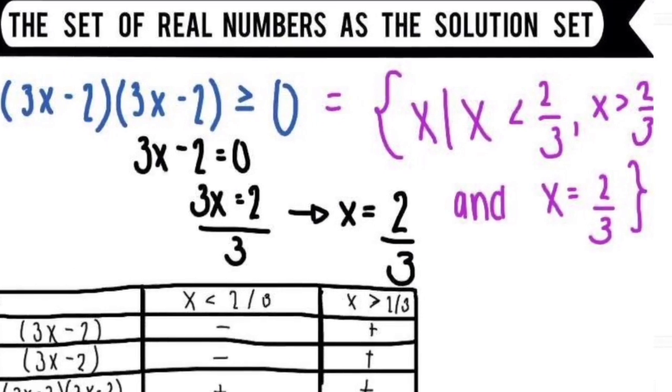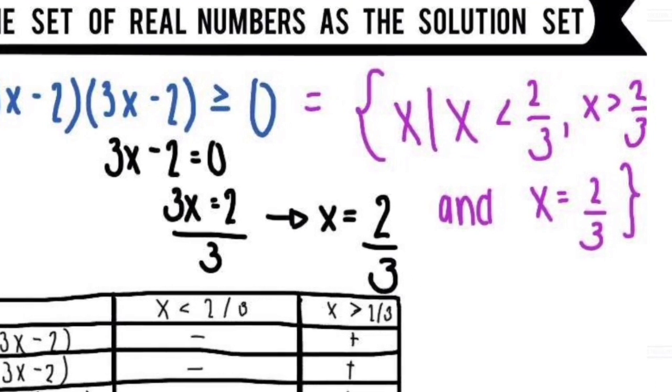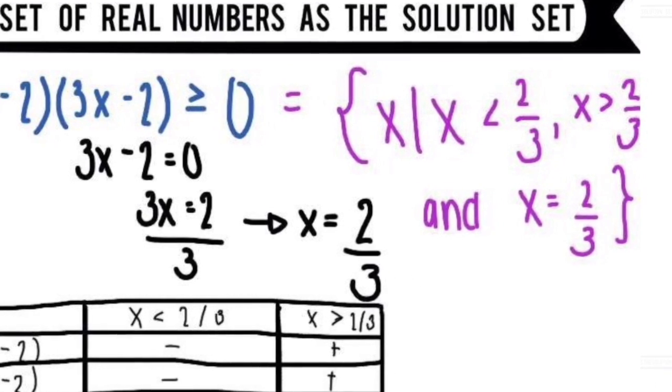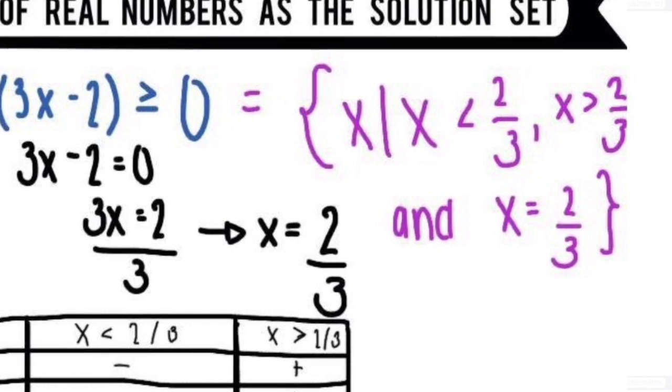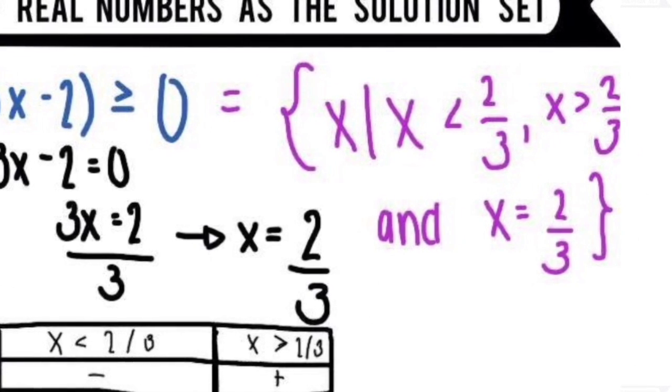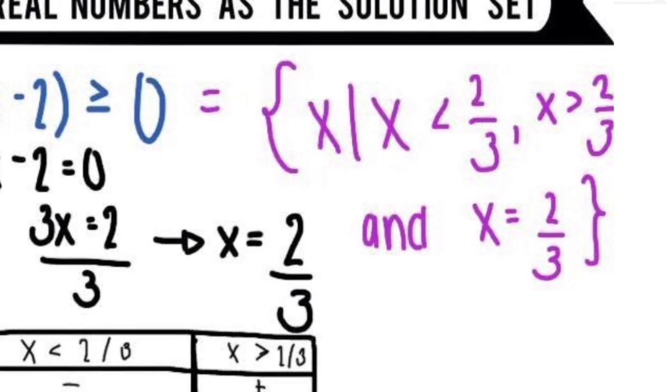We now go back to our original equation and see if it's a less than, greater than, equal to sign. In this case, it's a greater than or equal to, therefore, our answer shall be all of the sets available.